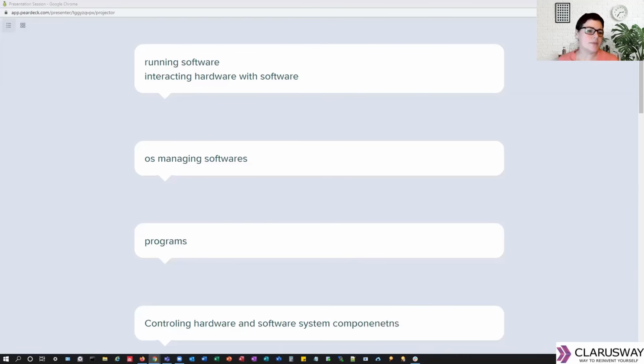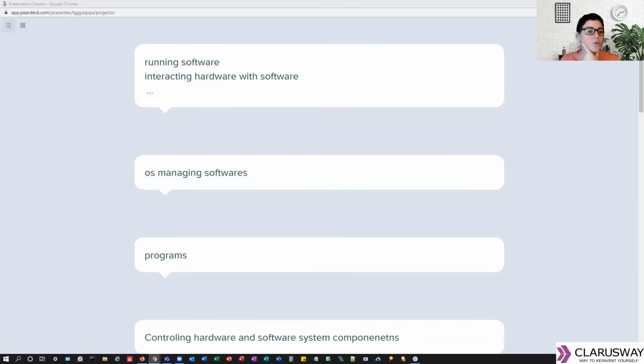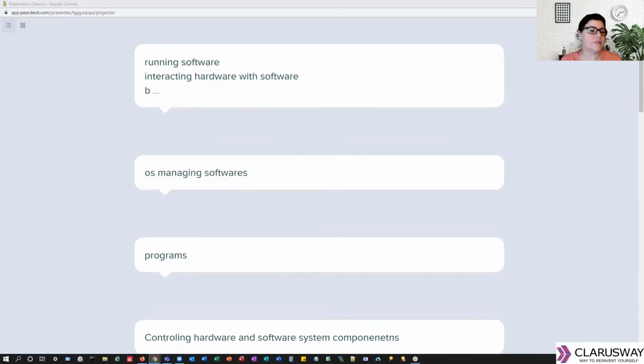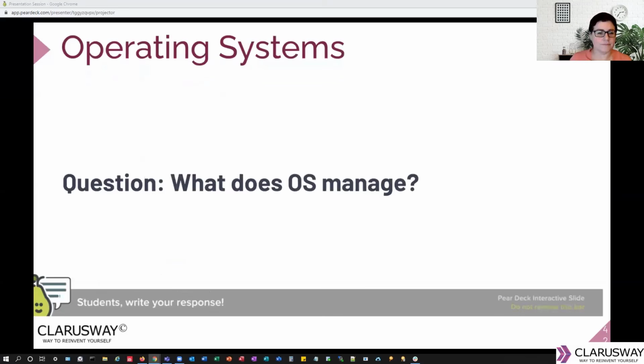So some other examples: sending output to the monitor or tracking files or folders in the storage area, controlling peripheral devices such as disk drives or printers, running different programs at the same time and not letting them interfere with each other, checking to see if users are authorized or not to access certain things, controlling and monitoring system activities. All right.